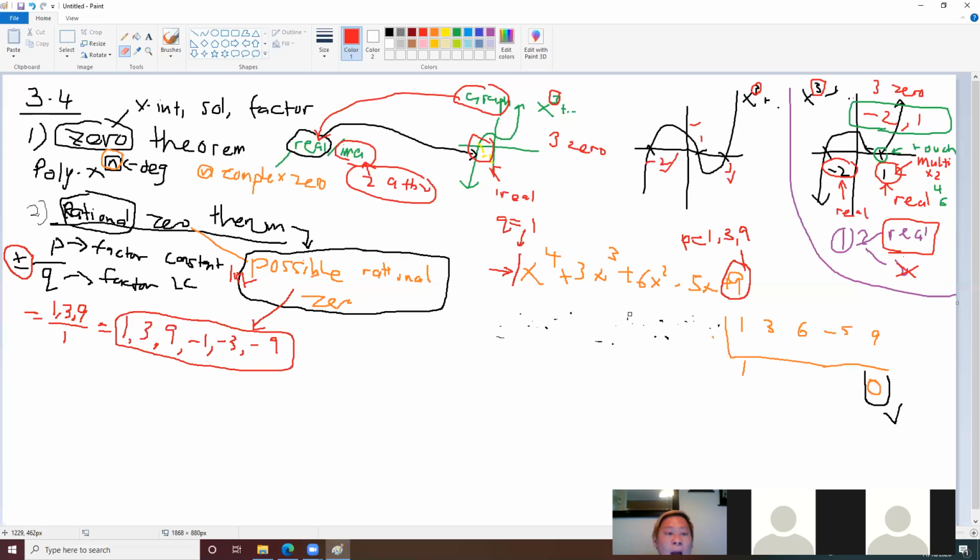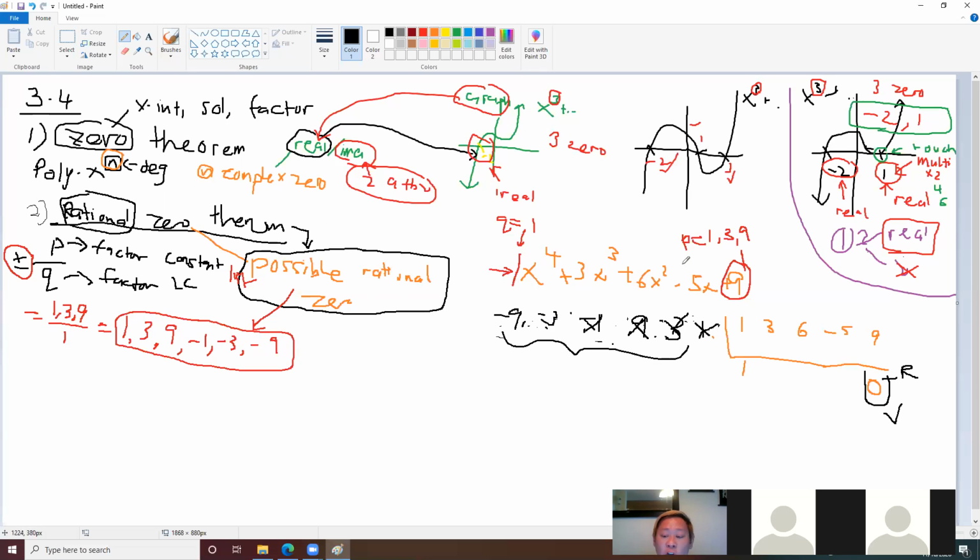So in this case, we can try 1, for example. This is just an example. If 1 does not work, you try 3. If 3 does not work, you try 9. If 9 does not work, you try negative 1. Eventually, one of these will work. When I say work, it means that your remainder is 0. So this is what we call the possible rational zeros in this case. Okay, so this is how you list it.